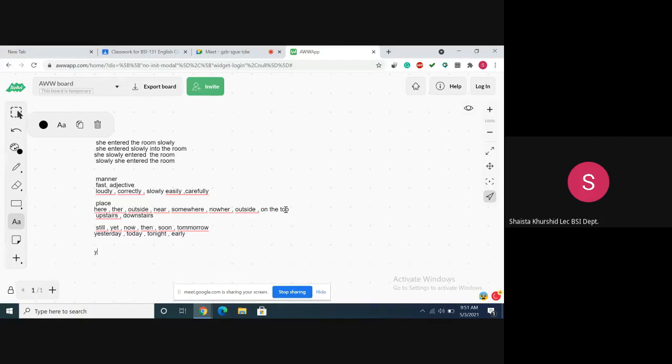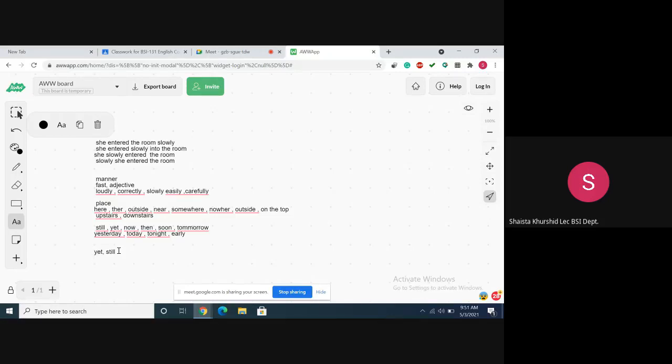Now, still and yet, both of them we can say are adverbs of time, but yet is a conjunction by birth, right? Still is an adverb by birth. Where we use yet, it's like the coordinating conjunction, but still is an adverb of time by birth. Yet is used when there is a frustration in the time.